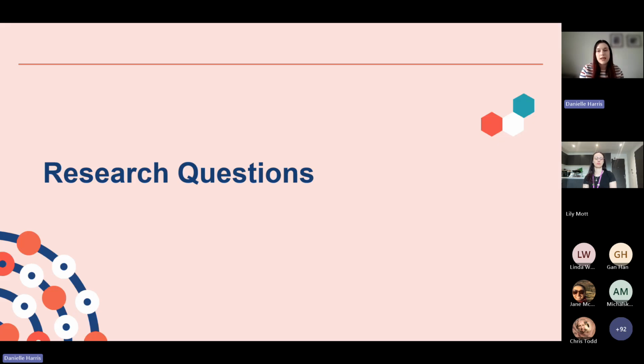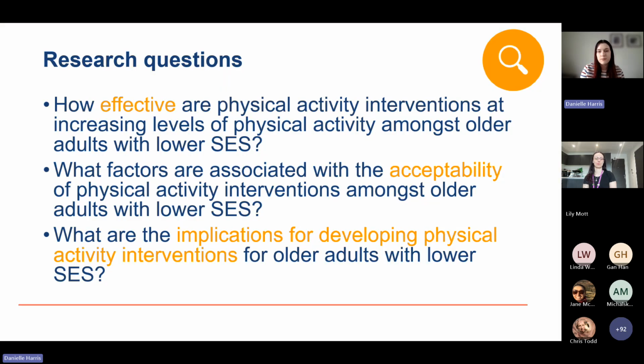So this review aimed to answer 3 research questions. So firstly, how effective are physical activity interventions at increasing levels of physical activity amongst older adults with lower socioeconomic status? Secondly, what factors are associated with the acceptability of physical activity interventions amongst older adults with lower socioeconomic status? And finally, what are the implications for developing physical activity interventions for older adults with lower socioeconomic status?